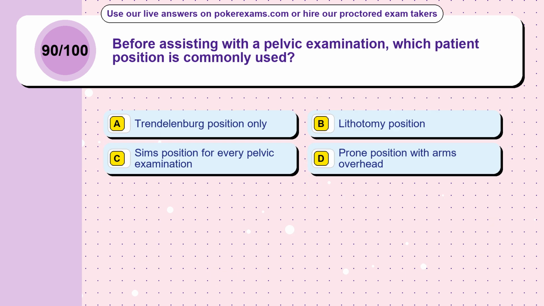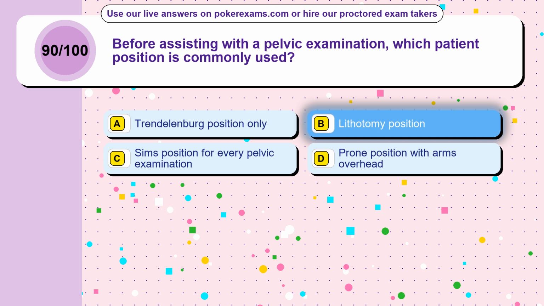Question 90. Before assisting with a pelvic examination, which patient position is commonly used? Option A. Trendelenburg position only. Option B. Lithotomy position. Option C. Sims position for every pelvic examination. Option D. Prone position with arms overhead. The correct answer is option B.